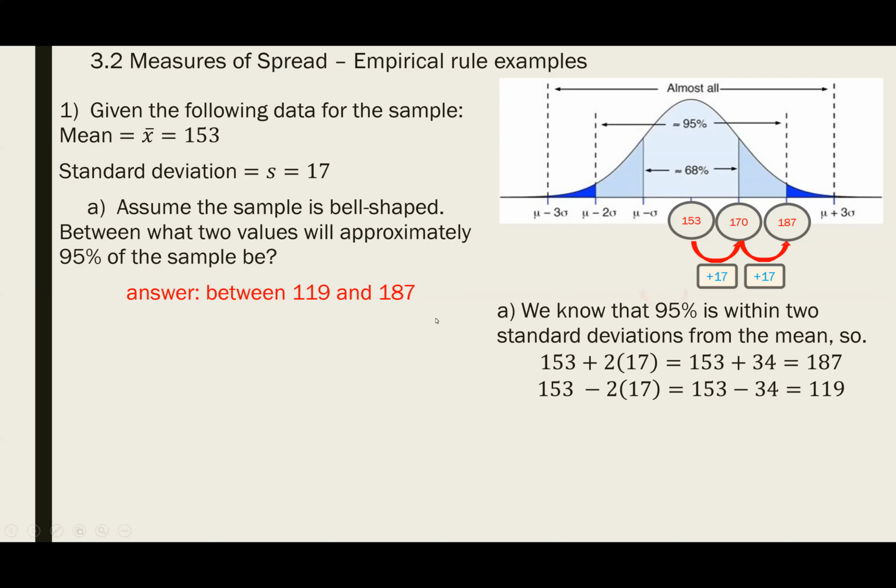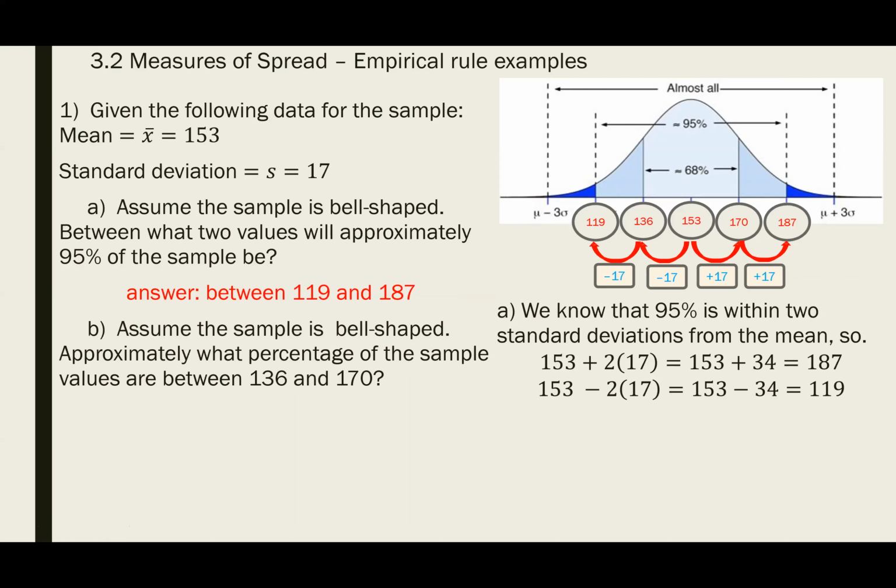And vice versa, if I take a step to the left, I need to subtract 17. And if I take another step to subtract 17 again, because of the 95%, it has to be within 2 standard deviations, meaning we have to take 2 steps to the left and 2 steps to the right. Everybody see that my lower value is 119 and the upper value is 187. So the question here is how I get these 2 values using either this formula, as you will see later, or using this figure here.